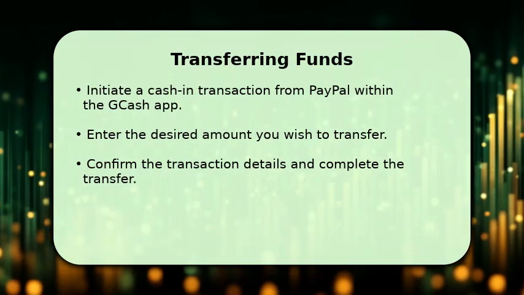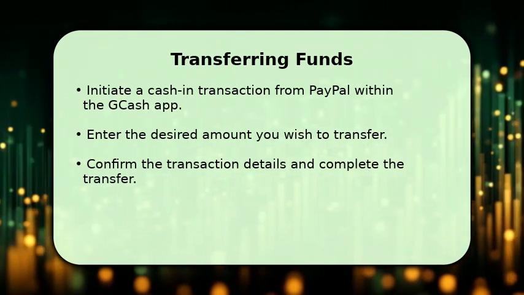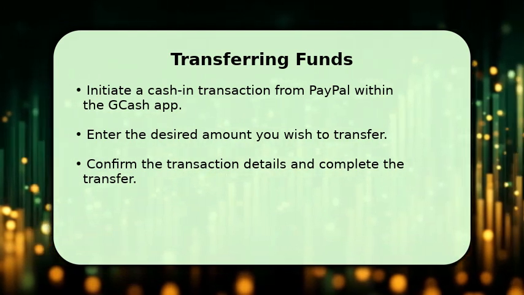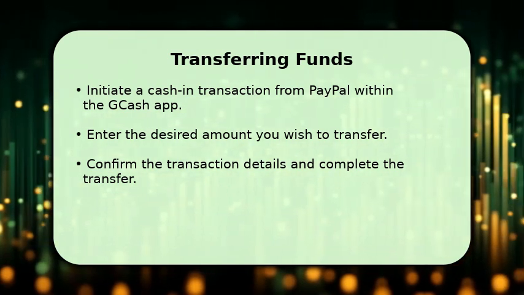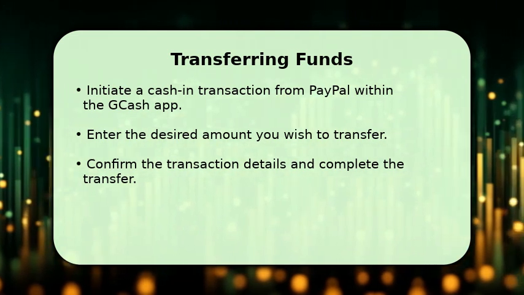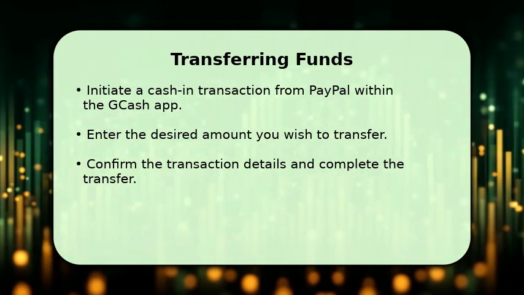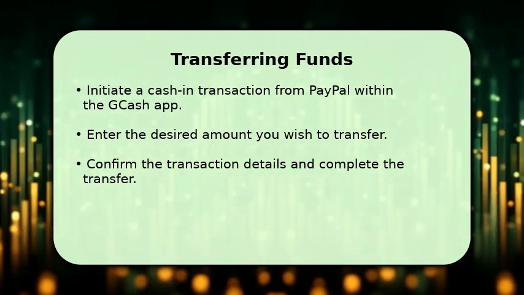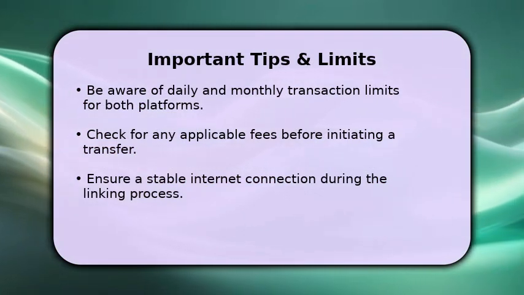Once your accounts are successfully linked, transferring funds is straightforward. In the GCash app, go to Cash In and choose PayPal. Enter the amount you wish to transfer. Remember, there might be a minimum transfer amount, often around 500 pesos. Review the transaction details carefully before confirming. The funds usually reflect in your GCash wallet within a few minutes, though sometimes it can take up to 24 hours.